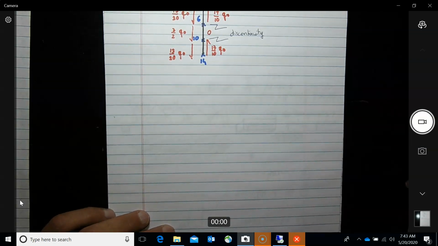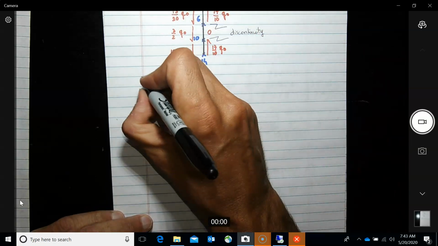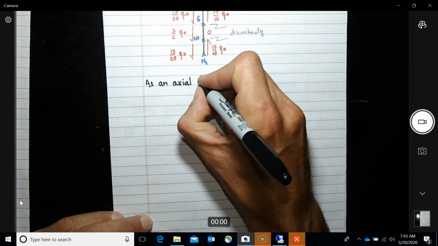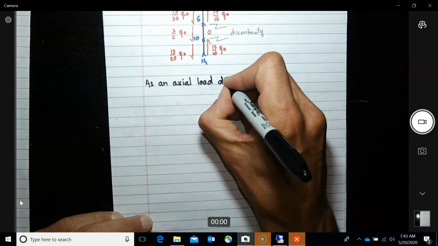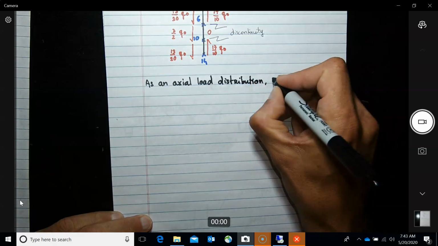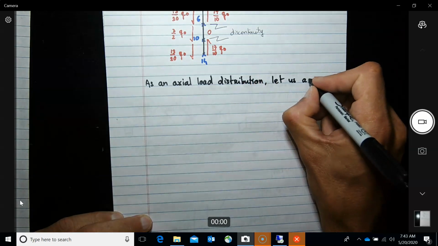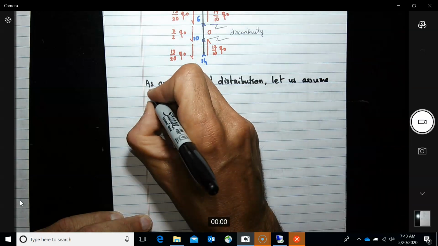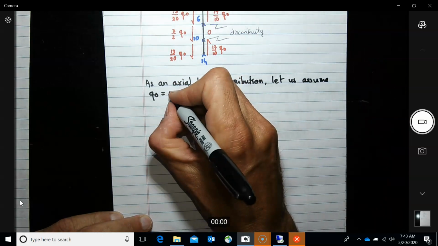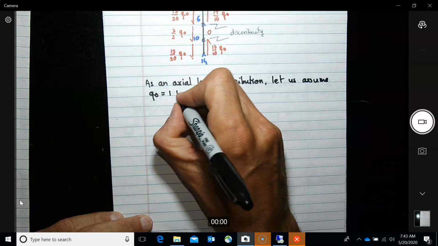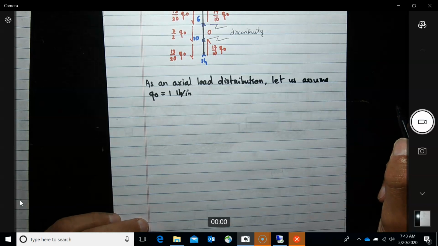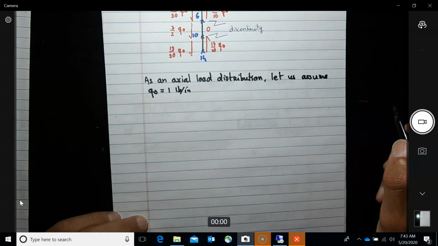So let's go here as an axial load distribution. Let us assume, let's say Q sub naught equal to 1, okay? This would be LP per inch. So then, what would that mean?